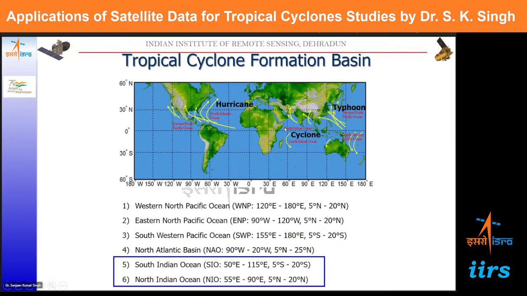And the Indian Ocean is divided into two regions. Above the equator, it is called the North Indian Ocean, and below the equator, it is called the South Indian Ocean.